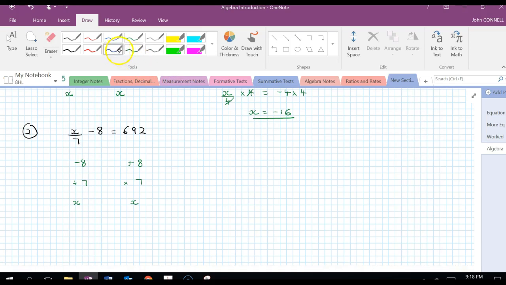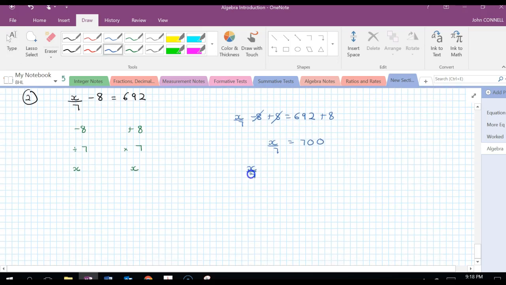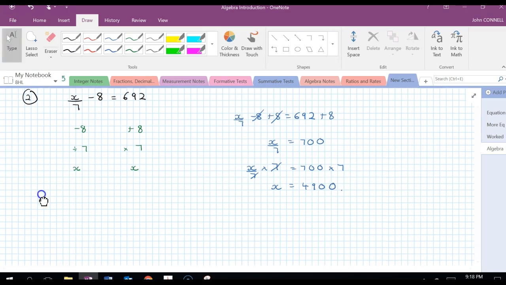So if I've got x on 7 take 8, then I'm going to add 8 to this side, and it's going to give me 692 plus 8. So the 8s there are going to cancel, so we get that x divided by 7 is the same as, this is 700. And so then I'm going to multiply by 7, so x on 7 times by 7 is equal to 700 times 7. So then if I cancel the 7s, I'm going to get x is the same as 4,900.